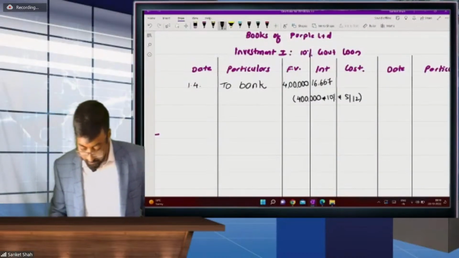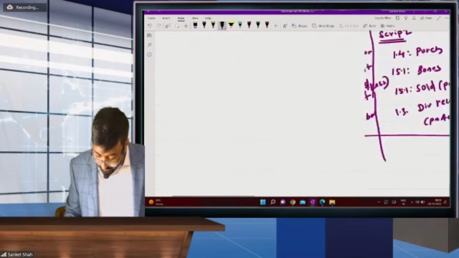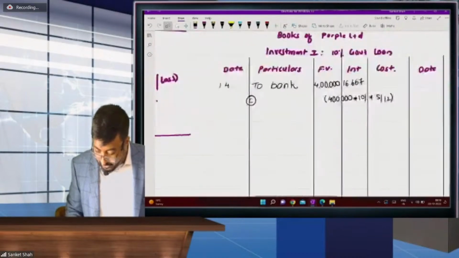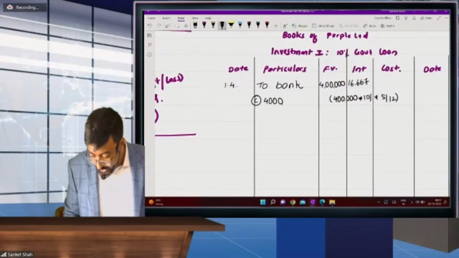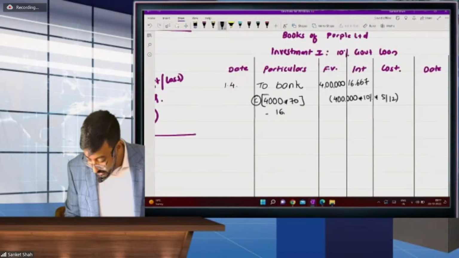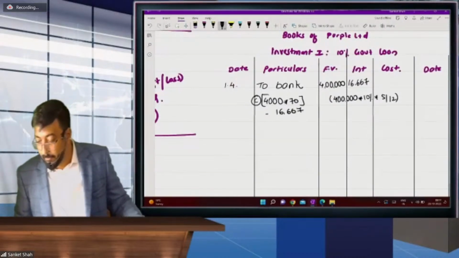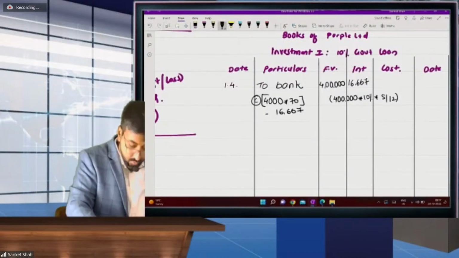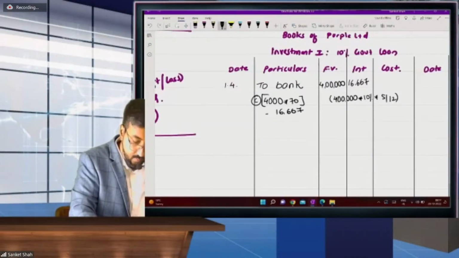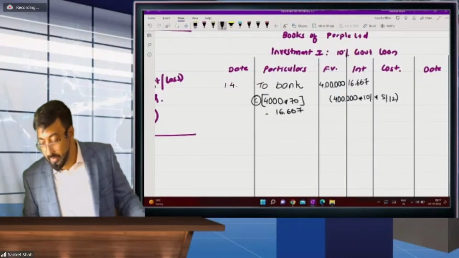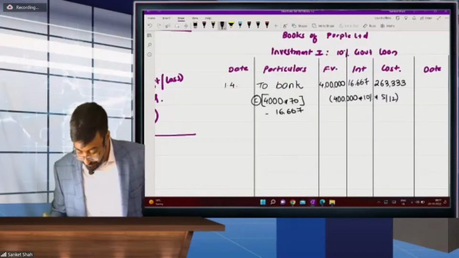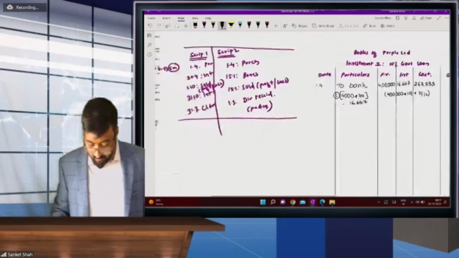16,667. C inner column. 4 lakhs means 4,000 units. Assume into 70 minus 16,667 into 70. So this is 2,63,333. 2,63,333.